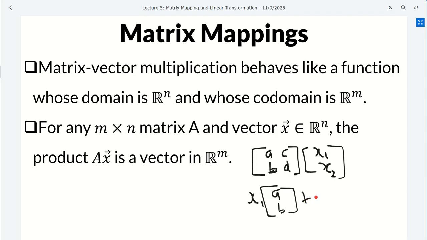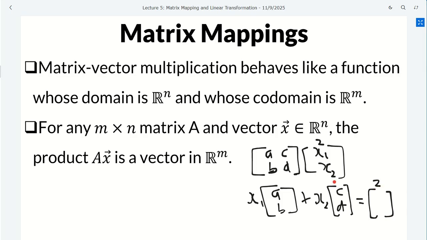Then plus my x2 multiplying my C, D. We learned this last time, right? Yes. This is matrix vector multiplication. Now, this behaves like a function. Why? Because if you look at what you're actually doing here, this is of dimension 2, right? Now, after the multiplication, what dimension are you going to have? You are still going to have another dimension of 2, because your answer will still be of 2 dimension.